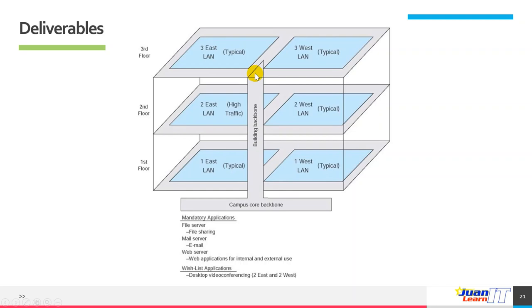If we relate this to the EIA/TIA wiring standards that we have discussed in video one, this campus core backbone here is your vertical cabling, and we also have the cable running to each of these areas, the east and the west LAN, on every floor of the building. That is via horizontal cable. So we can relate this to the first video by adapting the TIA/EIA wiring standards, and that should be observed also in the building block approach.